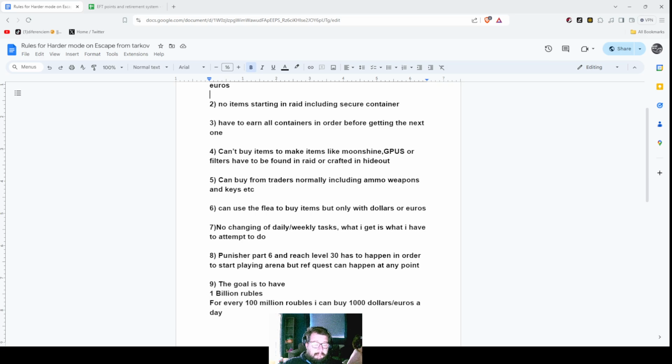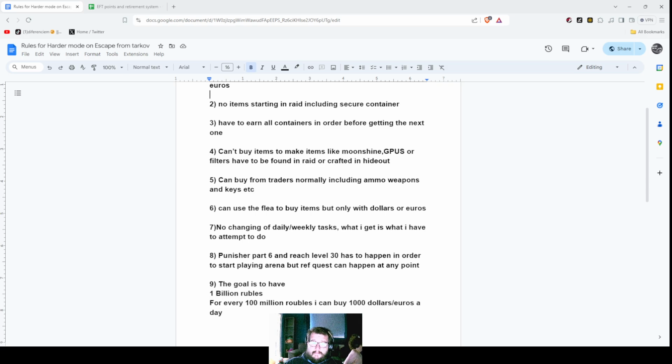I can use the flea market to sell, and I can use it to buy items, but I can only buy items that are specifically paid for with dollars or euros. As we all know, there's a few sellers out there that might sell it, but it also means that I cannot buy key cards or specific weaponry or specific parts for, what does it call it, Gunsmith. So it'd be more luck of the chance, but as well, considering the fact I won't be able to buy dollars either at that stage, it means it'll take a lot longer for me to get through.